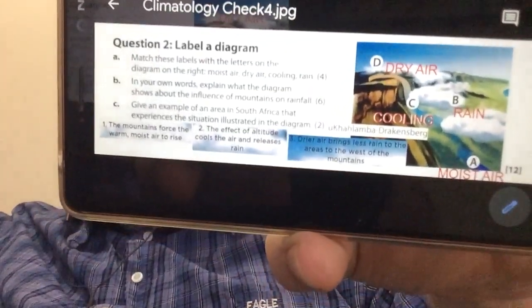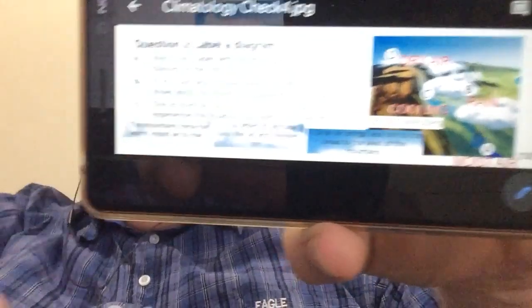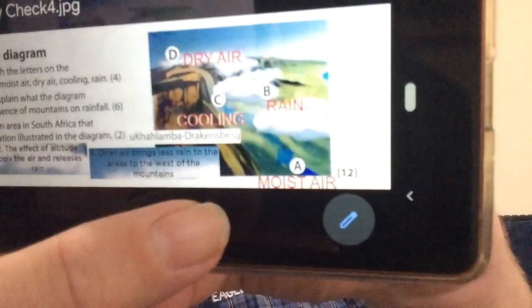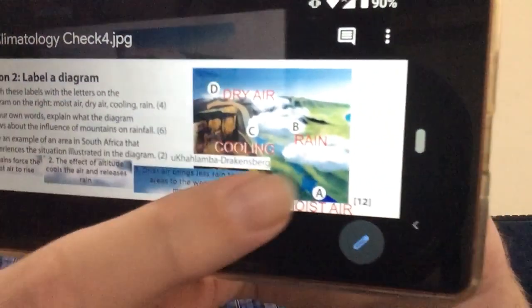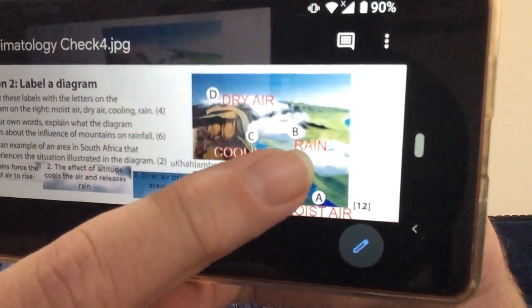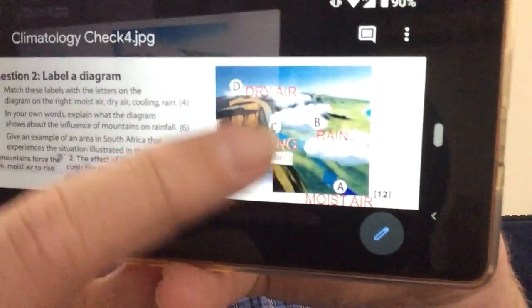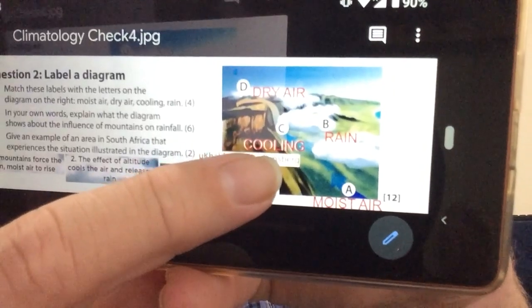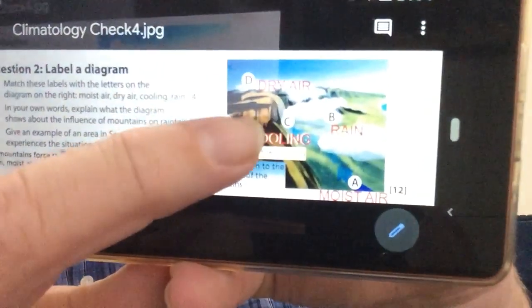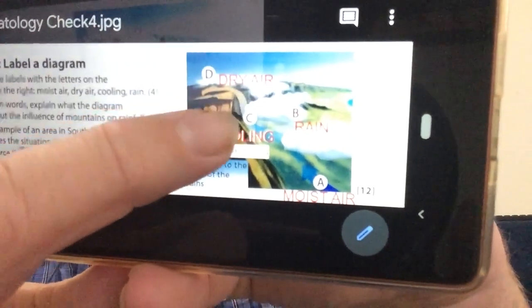Right, so match the labels. A is going to be the moist air. B is where it has a lot of rain. C is this air is now rising, so it's cooling. And when you get over the top of the mountain, it becomes very dry air.